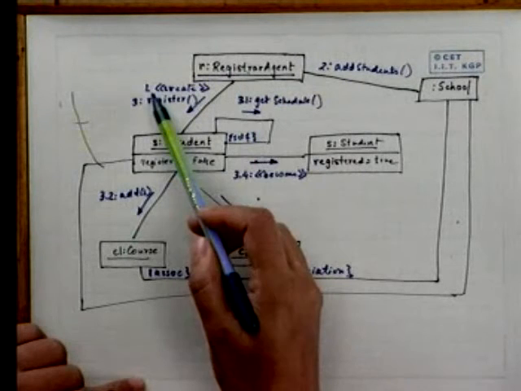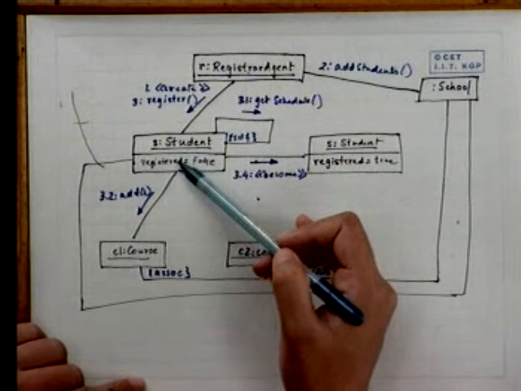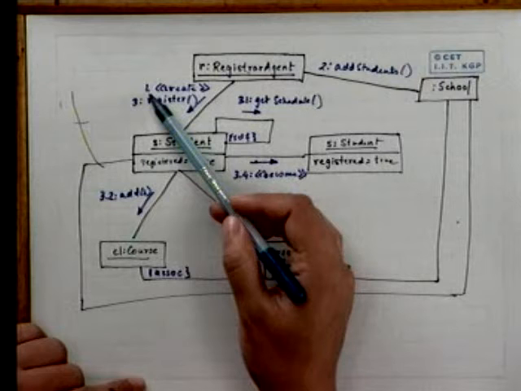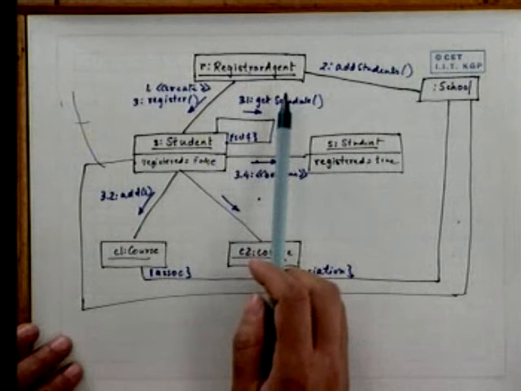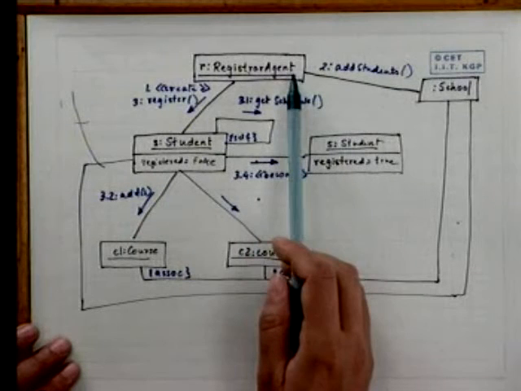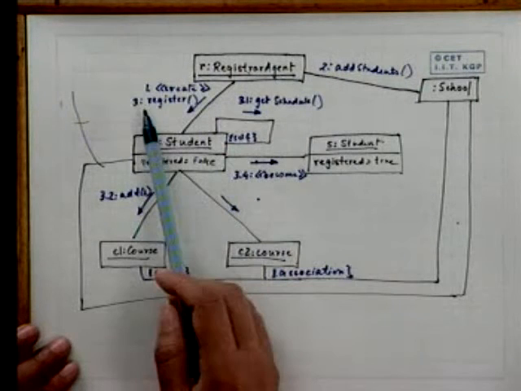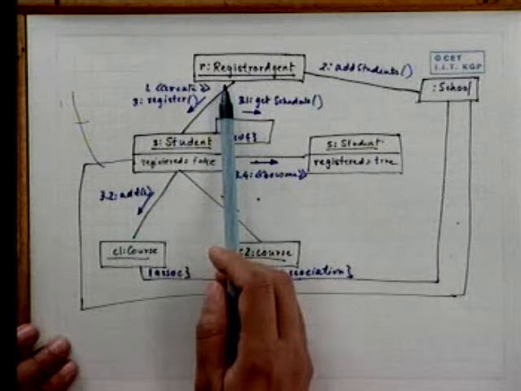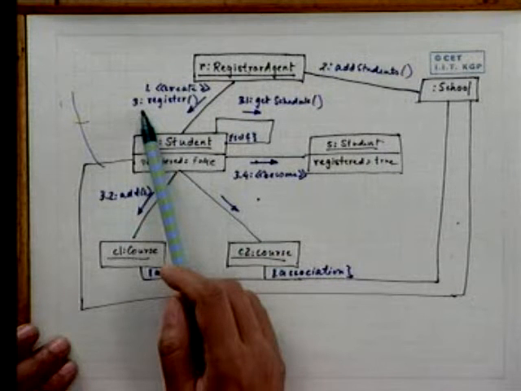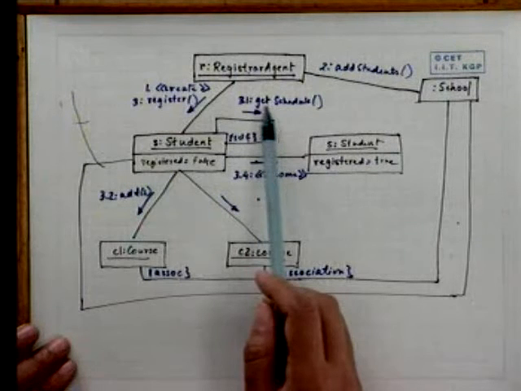So the first message is between the registrar agent and the student. Registrar agent creates the student. The second message is from registrar agent to school. The message is add students, which has the sequence number 2. Then the third message is from registrar agent to student, and the message is register. So sequence number 3 is register. 3.1 is get schedule, which is a message sent by student to itself. 3.2 is add S, which is a message sent from student to course.